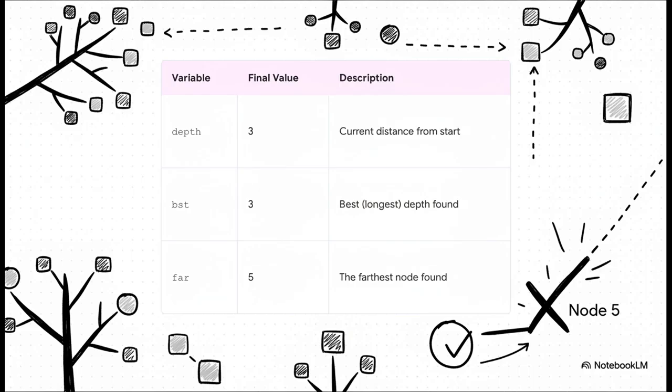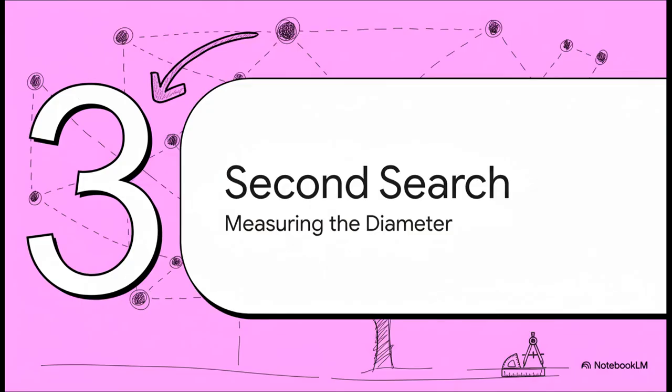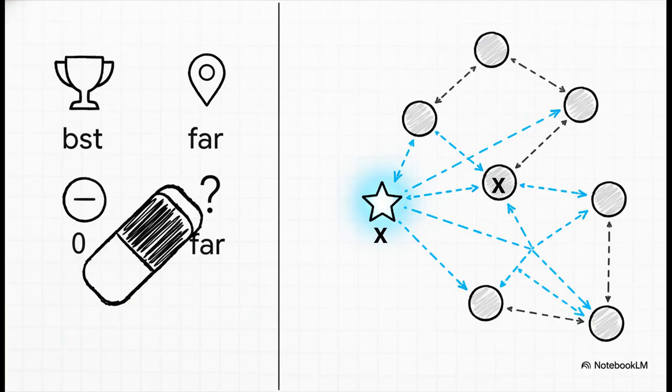We found an endpoint. All right, now for part 2 of the trick, we're going to do that exact same search all over again. But this time, our starting point is special. We're going to start from the node we just found, node 5. So we just hit the reset button on our best and far variables and kick off that second DFS.